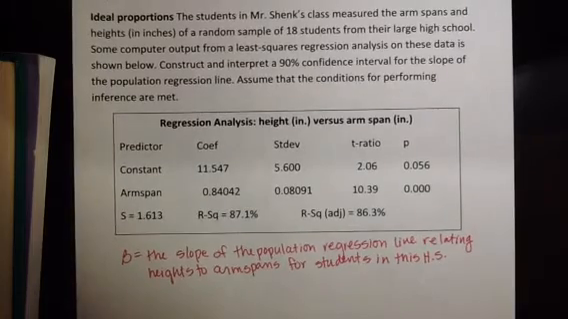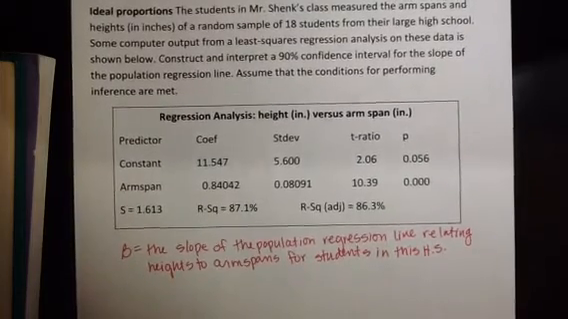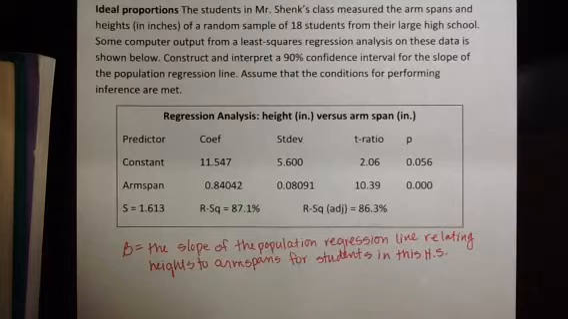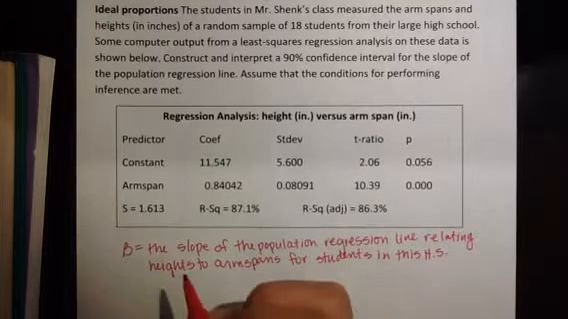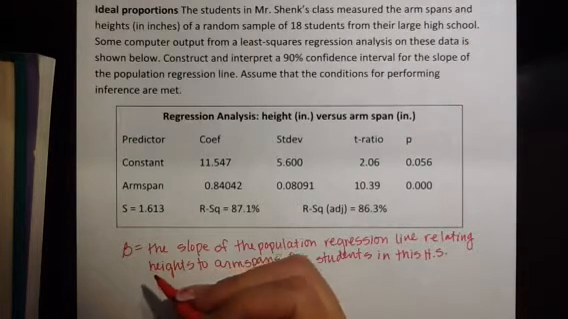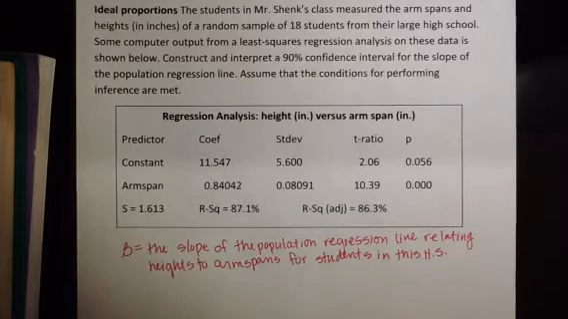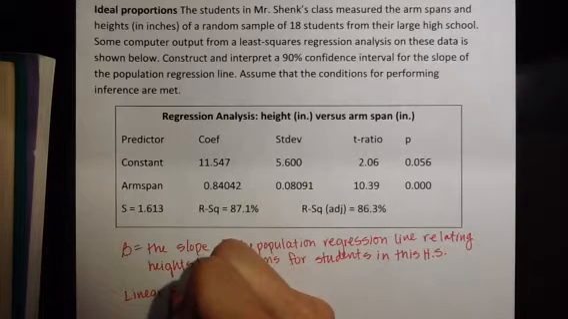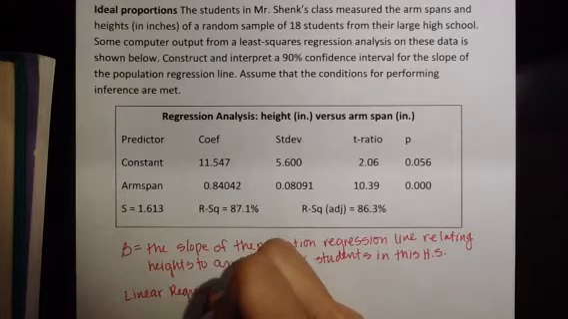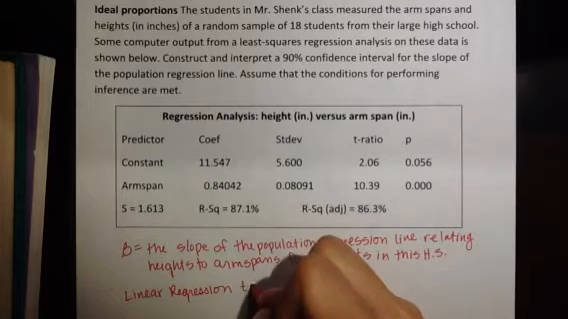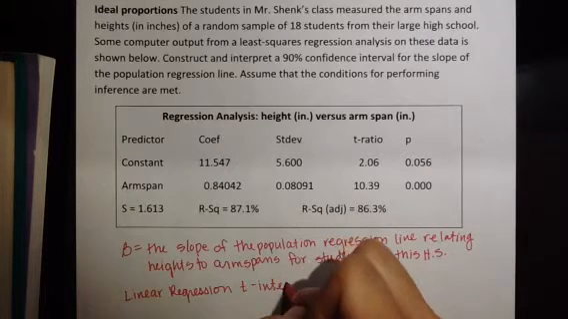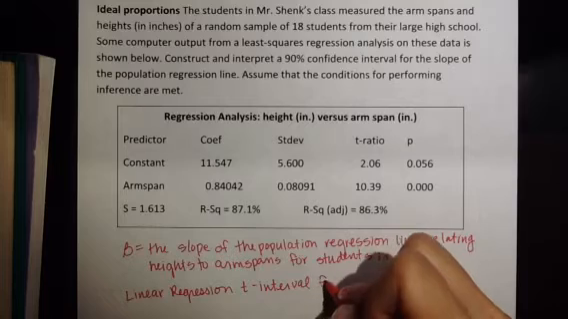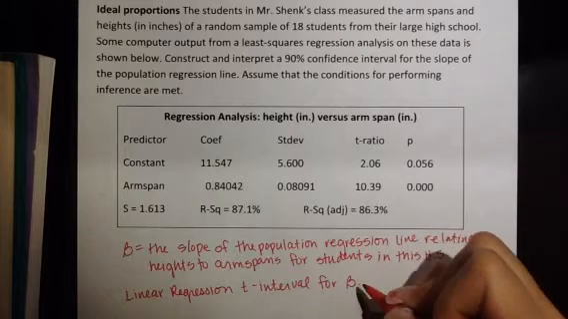Then the plan stage is one of the places we usually are checking conditions, but since we already know that our conditions have been met, we don't have to worry about that. So we just want to keep in mind what our test is that we're going to perform. And for this one, we're going to be doing a LinReg t interval. So a linear regression t interval for beta. Keep in mind what that parameter of interest is.